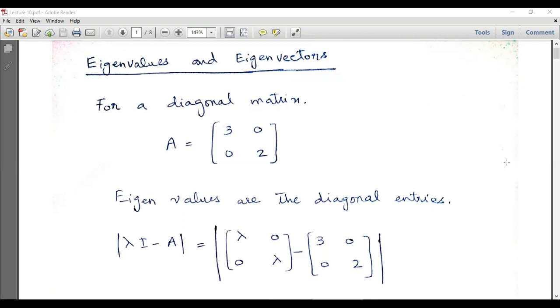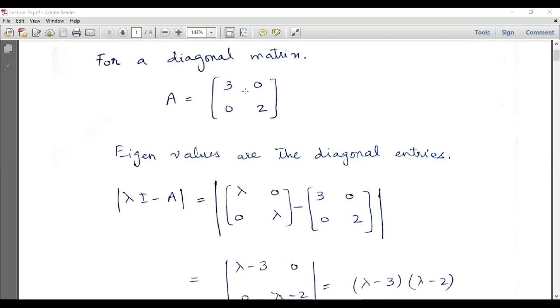Whenever we have a diagonal matrix like this, the eigenvalues of this matrix will lie on the principal diagonal, also called the main diagonal. For this matrix, the eigenvalues are lambda 1 equal to 3 and lambda 2 equal to 2. We can prove this. So eigenvalues are the diagonal entries. Let's evaluate the eigenvalues of this matrix.